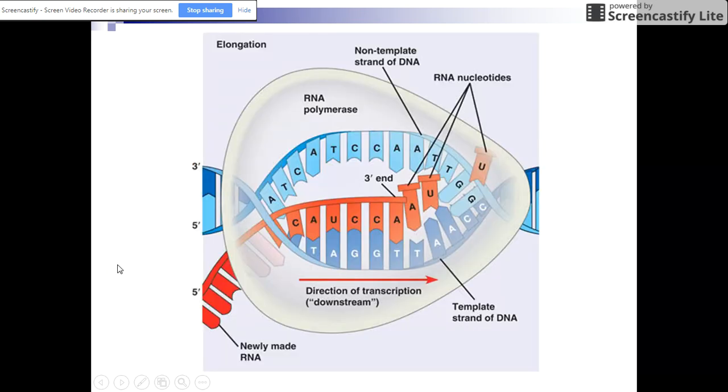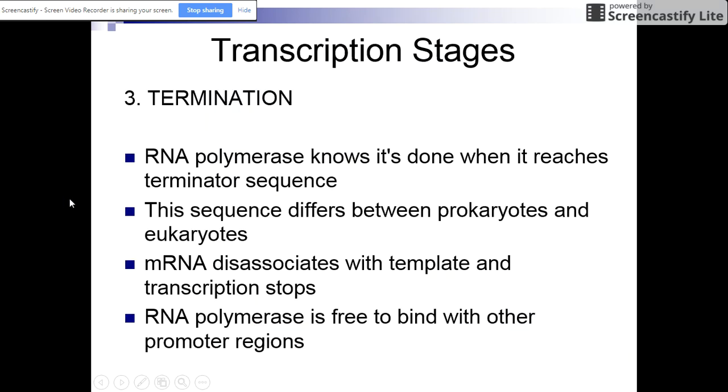Okay, moving on. Here's another image. This is the RNA polymerase molecule, a very big enzyme. This is the template strand. The red here is the building of the new mRNA molecule. So once a sequence is reached called the terminator sequence, the RNA polymerase knows it's done and it's going to start to dismantle or dissociate from the DNA.